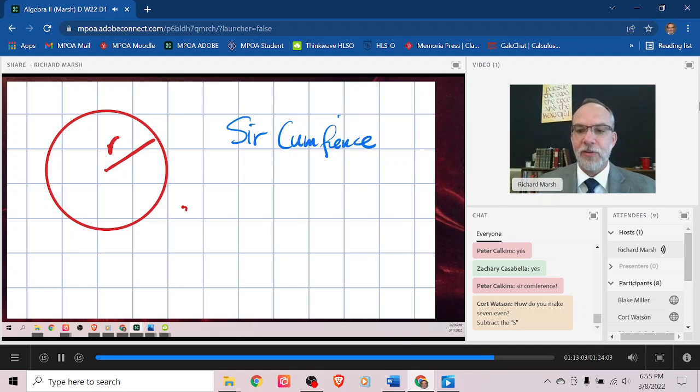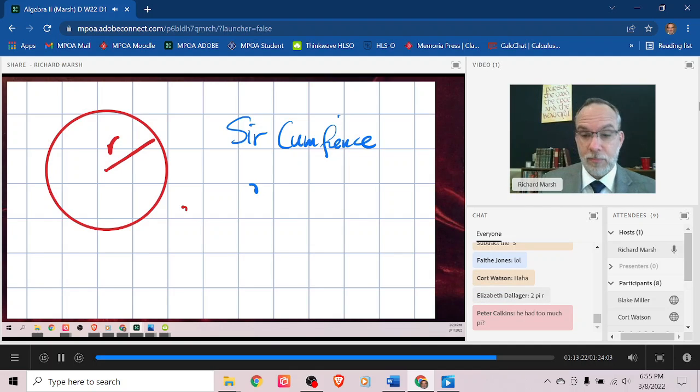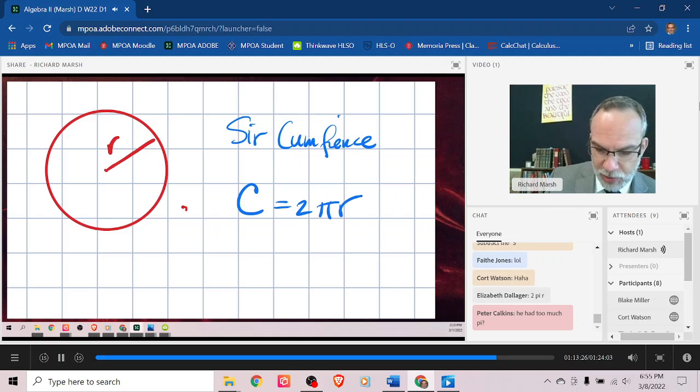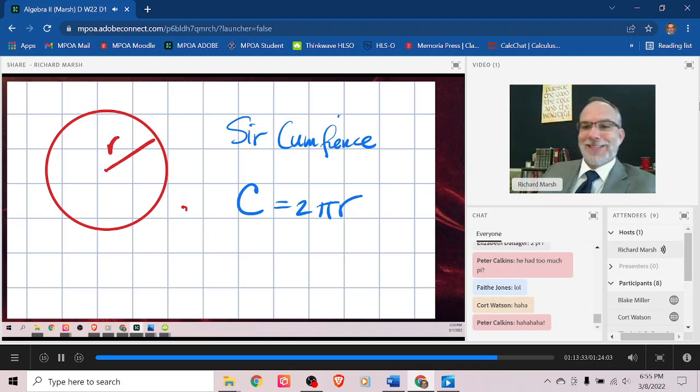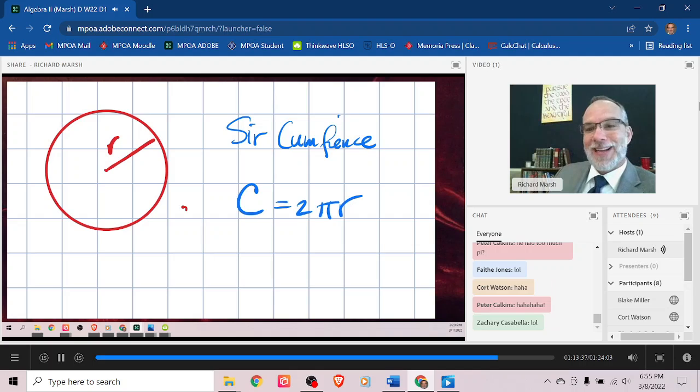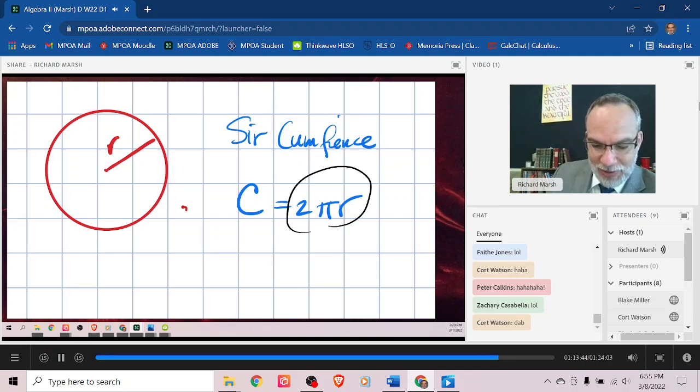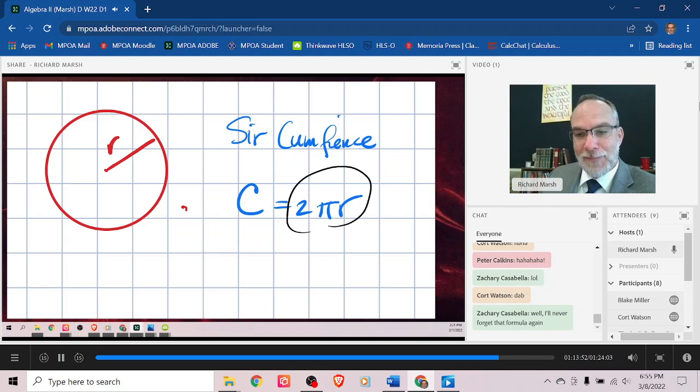Oh, I'm not done yet. Stop interfering. Okay. How fat was he? I actually made the second part up, I kid you not. He was as fat as 2 pies are. It gives you the formula for the circumference, 2 pi r. What does it mean? I don't know. It sounds poetic, though. Like, what kind of pie? It's probably pumpkin, because that's what I would be eating if I was a fat knight at the round table. You'll never forget that formula again.